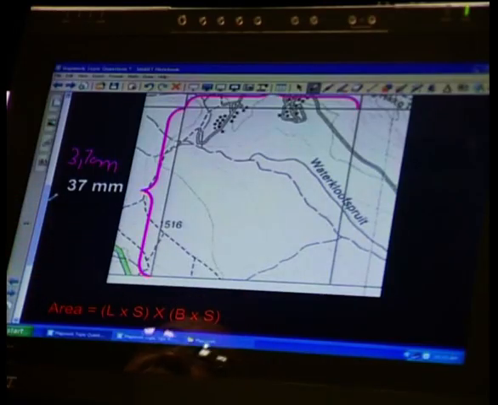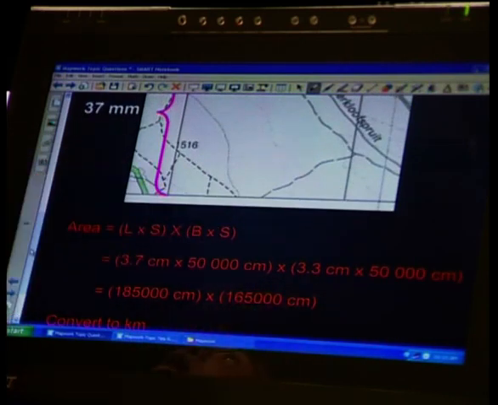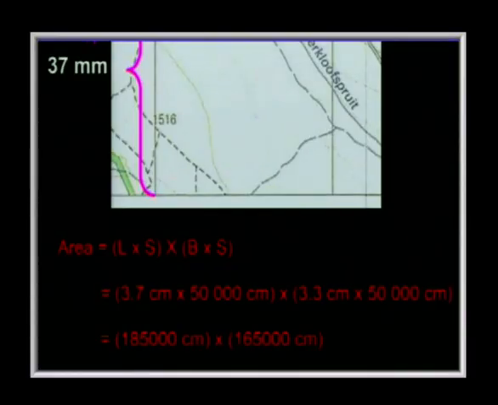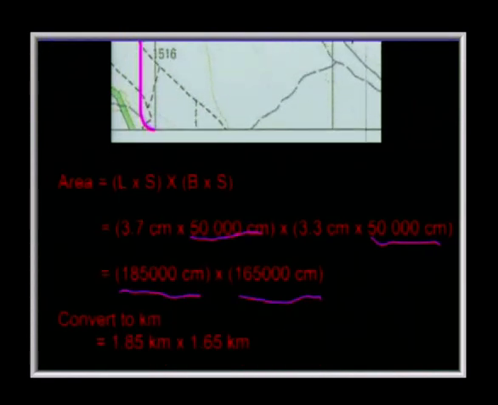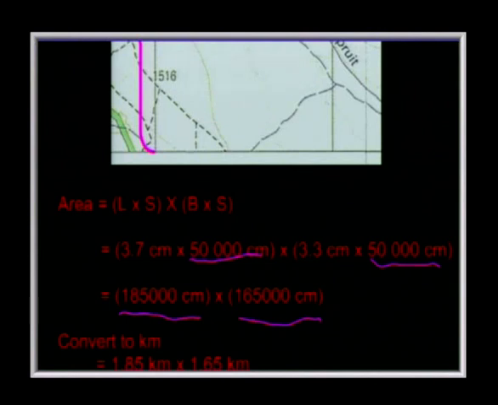So I measured my length and my breadth. I first put down my formula, and then it's 3.7 centimeters, and remember I'm using the topo map. If I use the orthophoto, it should have been 10,000. But I'm using the topo map here, which is 50,000 centimeters. And then, of course, I multiply it by my breadth, which is 3.3 centimeters on the map, and, of course, the scale of 50,000 centimeters. When I multiply this, I've got an answer of 185,000 centimeters. Obviously, to convert it again, we know that there are 100,000 centimeters in a kilometer, that's 1, 2, 3, 4, 5. So it gives me 1.85 kilometers.